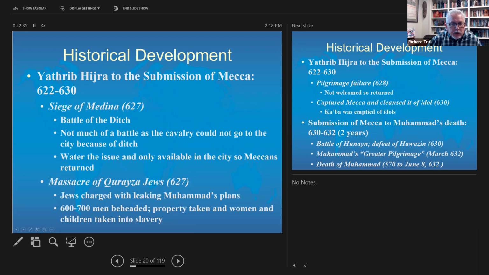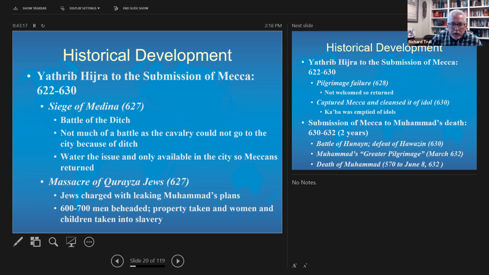You have the siege of Medina in 627, what's called the Battle of the Ditch. Basically they dug a ditch around Medina to keep the cavalry away from the city, and they kept the Meccans at bay because they couldn't get the cavalry across. On top of that, there wasn't any water except in the city of Medina, and so eventually they just had to give up and go back to Mecca.